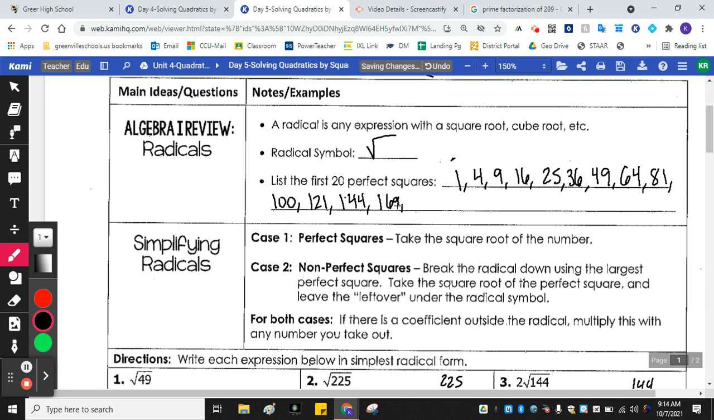14 times 14, 196. 15 times 15, 225. 16 times 16, 256. 17 times 17, 289. 18 times 18, 324. I don't expect you to know up here. It just says the first 20, so I have to go to the first 20.